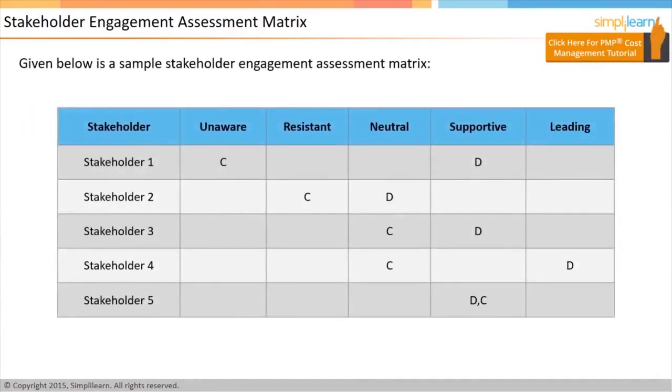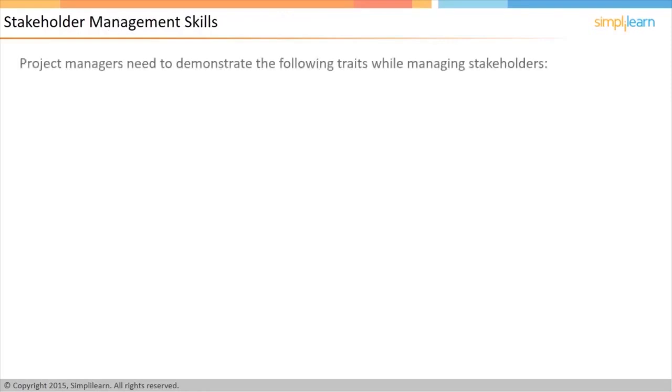The table has 1 row per stakeholder identified. You place C in the column which best indicates the current level of engagement for that stakeholder. Then you place D in the column which best indicates the desired state of engagement. This table can be a quick visualization tool that helps understand where work has to be done in the stakeholder management activities. In the next screen, let us discuss the skills required for stakeholder management.